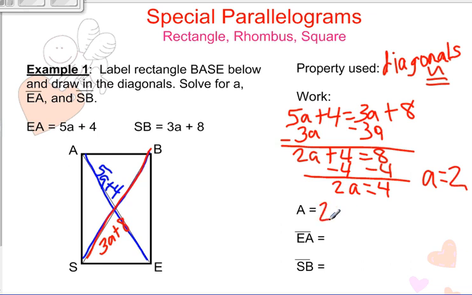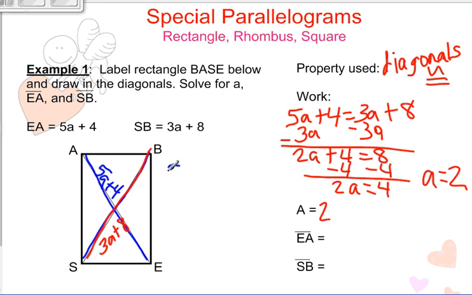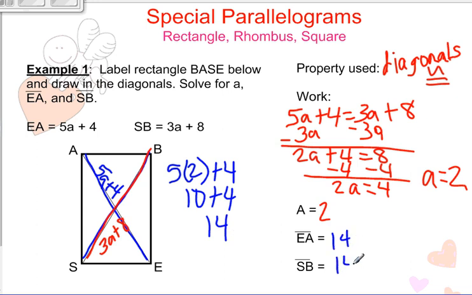In order to get my length of EA and SB, all I got to do is plug 2 back in there, and the lengths will be the same. So I don't really have to plug them in for both. I just really have to plug them in for one. So let's plug it into EA. I'm going to have 5 times 2 plus 4, or 10 plus 4, which is 14. So both lengths will be 14.